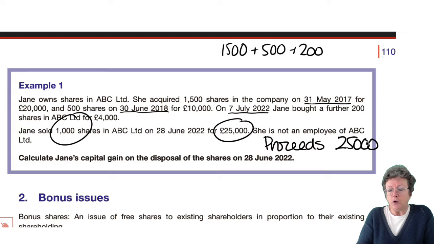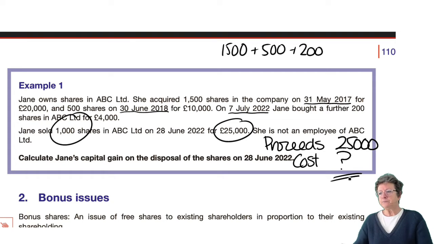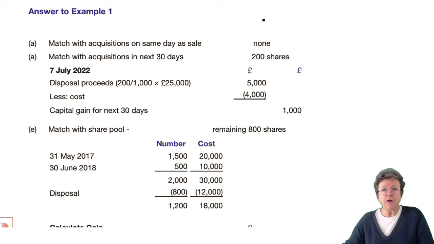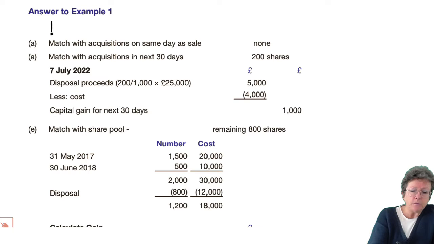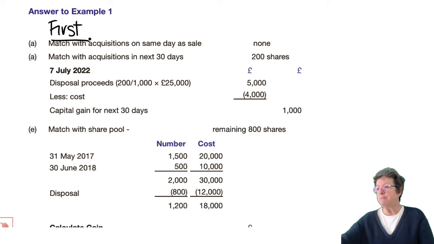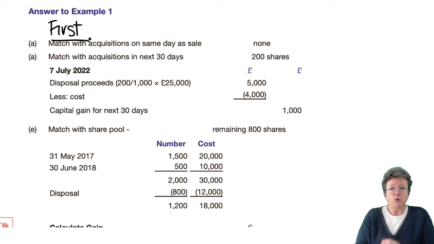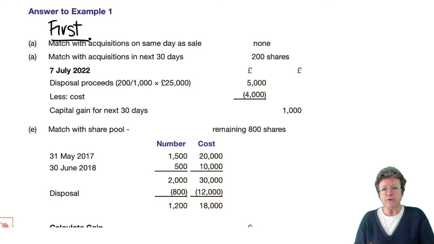So we need to work out what is the cost. Okay, let's have a look at how we do that. So first thing we do is we match. Now this matching, these are rules, and as with all of these things, if it's a rule and you're having to deal with it, will you please write it down?